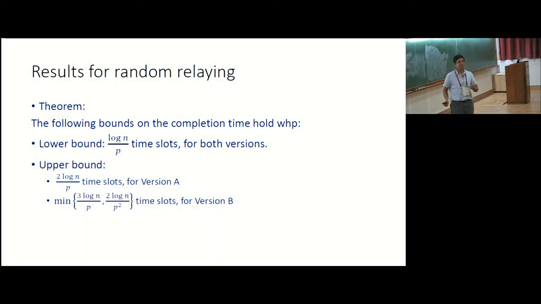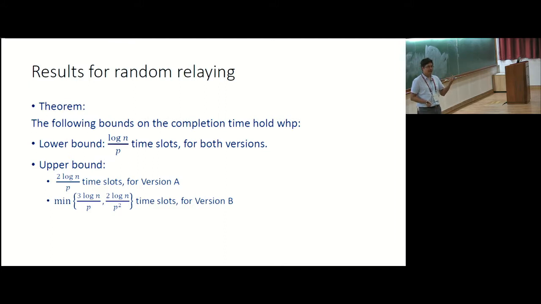In version B, you are sampling from potentially more packets in the later rounds. The upper bound comes out to be worse. That doesn't necessarily mean the algorithm is worse. The bounds we can prove are worse. Okay, and you'll see very soon why these are the bounds we get. The lower bound is a coupon collector argument. I was going to say it later, but I can say it now.